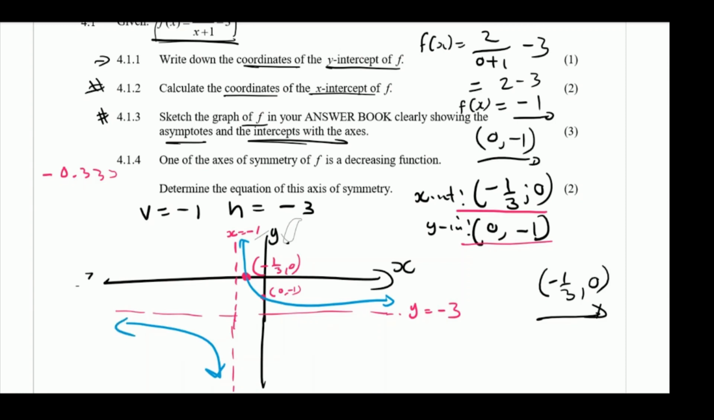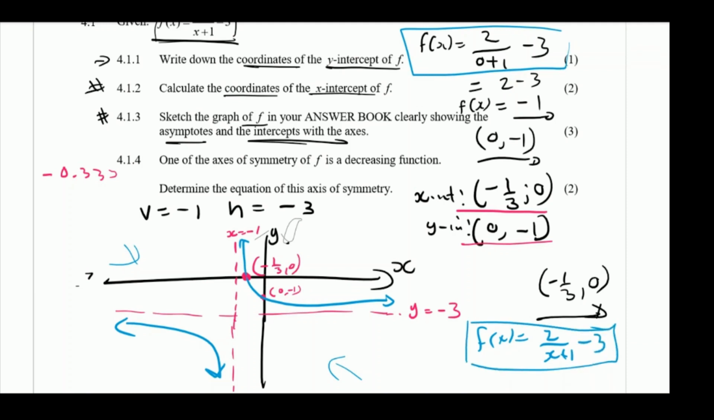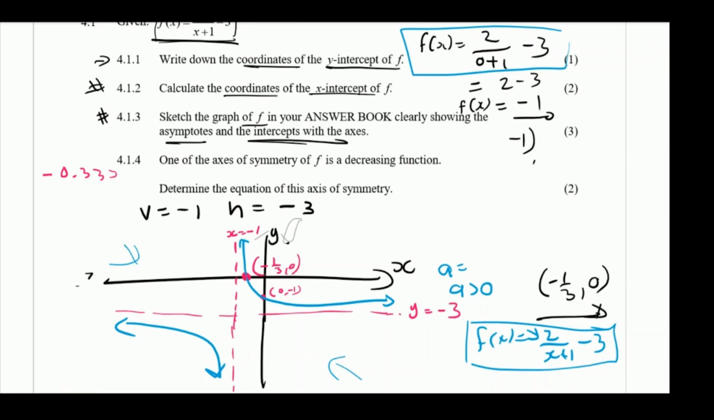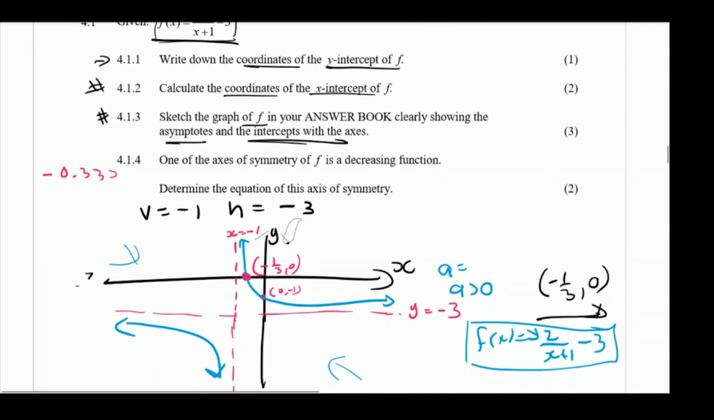So how do you know that this is in this plane? How do you know that we should draw it here and not on the other sides, like here and here? So we see by the value of a. If you see our equation, let me write it properly: f of x is equal to 2 over x plus 1, minus 3. In this equation, our a value, which is this 2 here, is equal to 2. So our a is greater than 0. So when a is greater than 0, meaning it's positive, our hyperbola is going to be in the first and third quadrant. So these quadrants are actually relative to your asymptotes. It's not just your Cartesian plane. You look at the asymptotes.